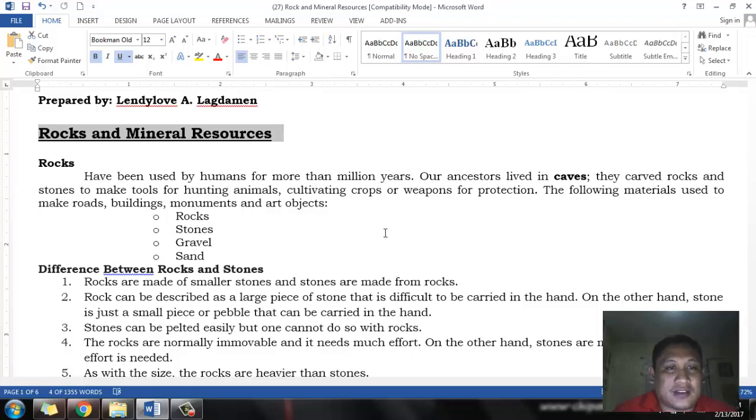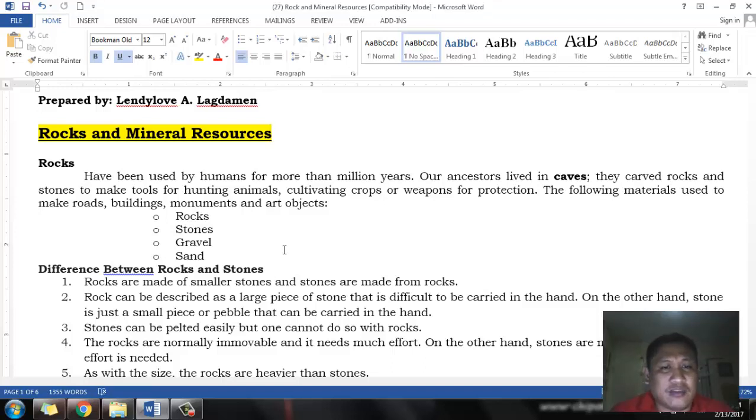Rocks, in the definition we have here, it says rocks are actually having similarities and differences with regards to stones. Perhaps if you look around you, you can probably see some of these things around you. But what could be the difference between rocks and stones?